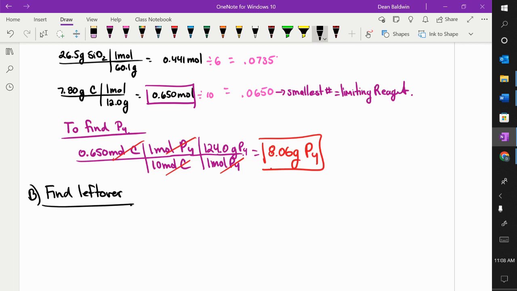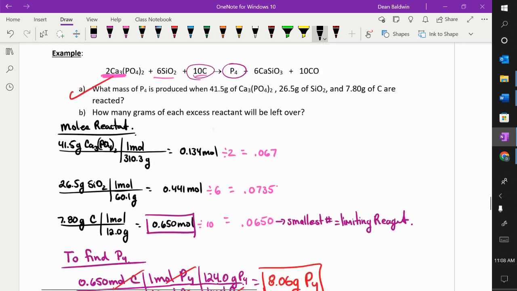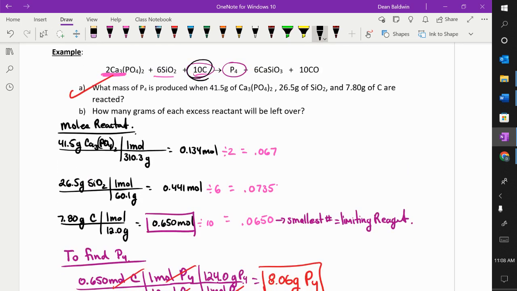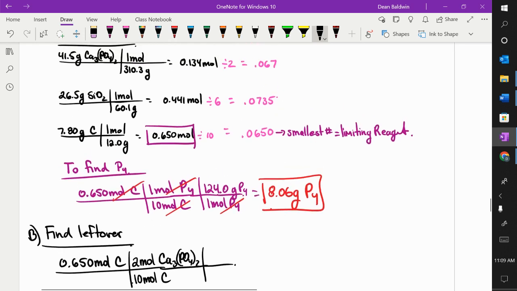It's a stoich question. So 0.650 moles of carbon. And then you use the mole relationship in the question. 10 moles of carbon react with 2 moles of calcium phosphate. So it's 10 moles of carbon. And they want to know the mass. And I know the molar mass of calcium phosphate is 41.5 grams.